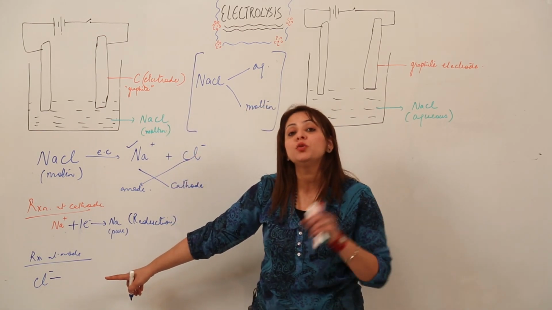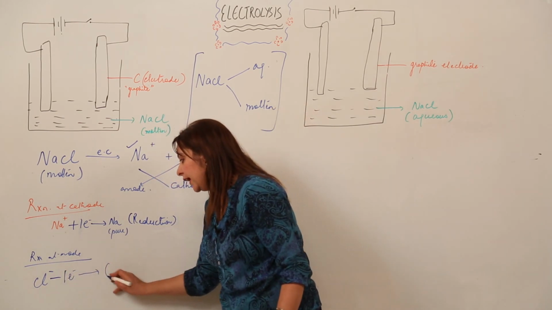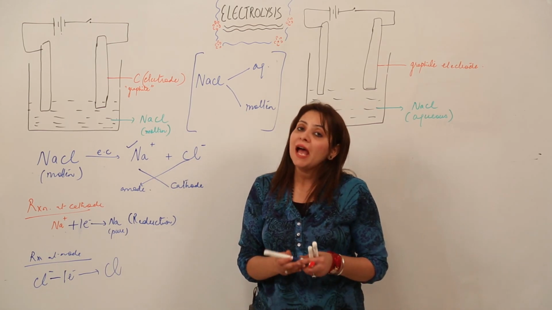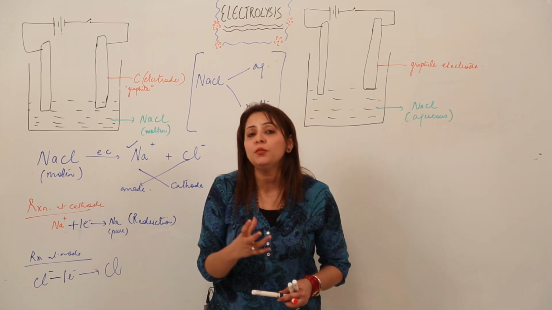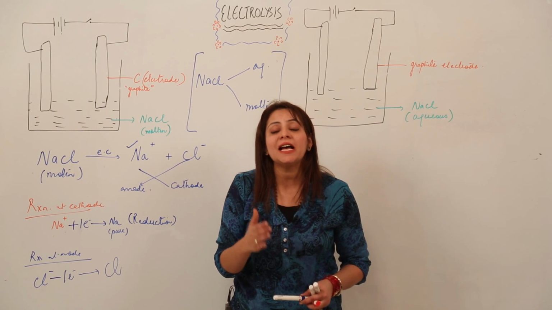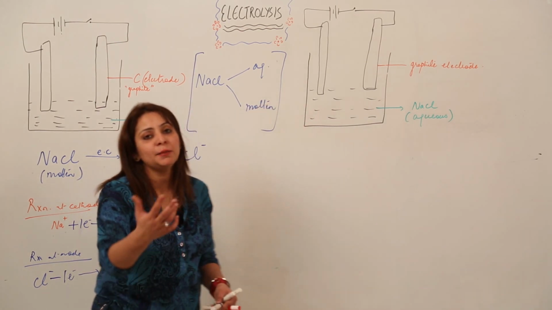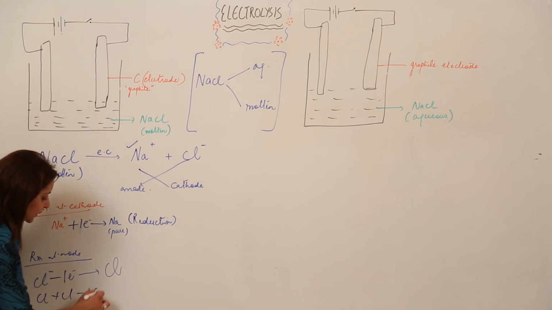Minus, that means it is losing. How many electrons? One electron, and again it will form an atom, that means the chlorine atom. And as you know, chlorine is a diatomic molecule, that means it is not monatomic, it doesn't exist as Cl in nature. It exists in a gaseous form, that is Cl2. So that means two atoms will combine to form Cl2.